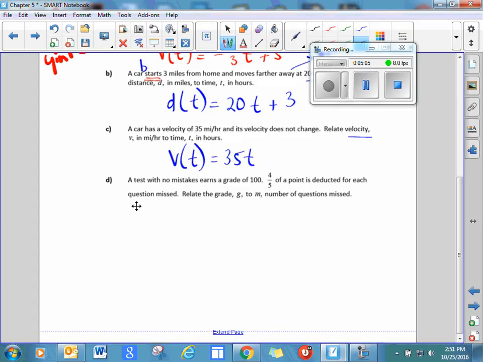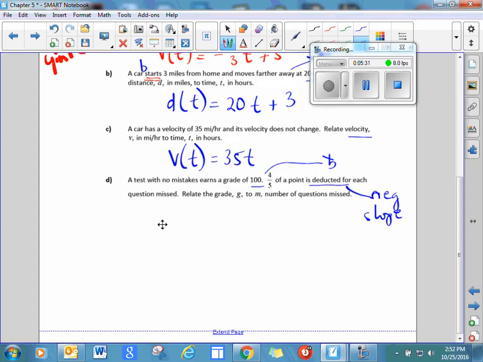Okay, and D, a test with no mistakes earns a grade of 100. So that's your starting point. You're starting with 100. That's your b. That's the y-intercept. 4/5 of a point is deducted. So deducted, there's a negative slope right there. Negative slope for each question missed.